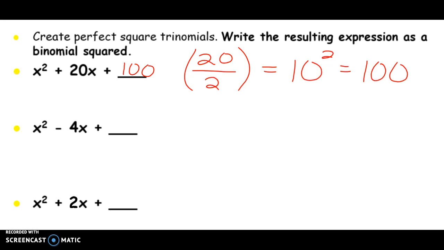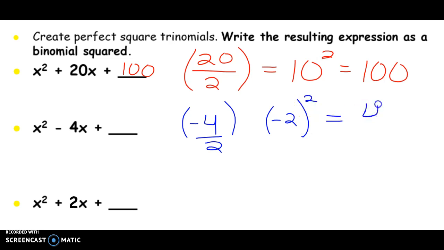Okay, so Colin, what is b? B is -4. Good, it's -4, right? So b divided by 2 is -2. And what is -2 times itself? 4.